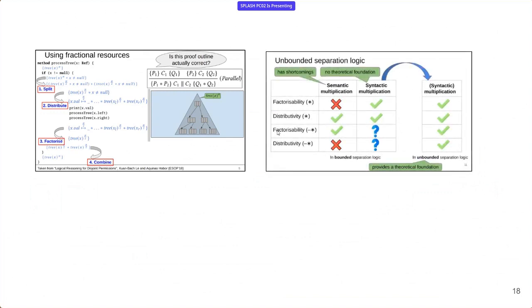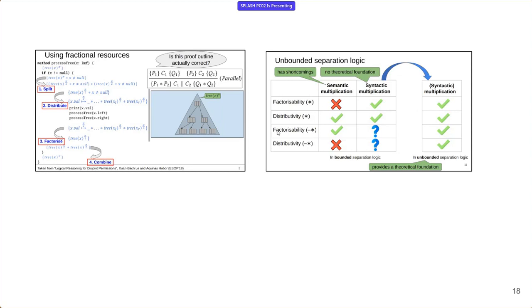And to use them, we have 4 typical steps that we want to perform: split, distribute, factorize, and combine. And it turns out there are 2 ways to give a meaning to fractional resources: the semantic multiplication, but that has many shortcomings, and several papers have been written on this, trying to solve this actual problem by going into more complicated models. And on the other hand, there is the syntactic multiplication that works perfectly well in tools, but that didn't have a theoretical foundation, so it was built on shaky foundation.